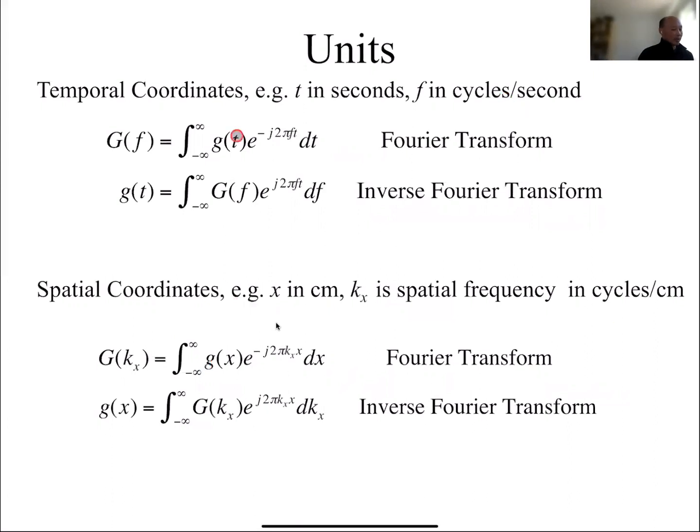And so in this case, we have g of t e to the minus j 2 pi f t. And so when we're talking about time, it's typically t and f. When we're talking about space, it'll be x and k sub x.